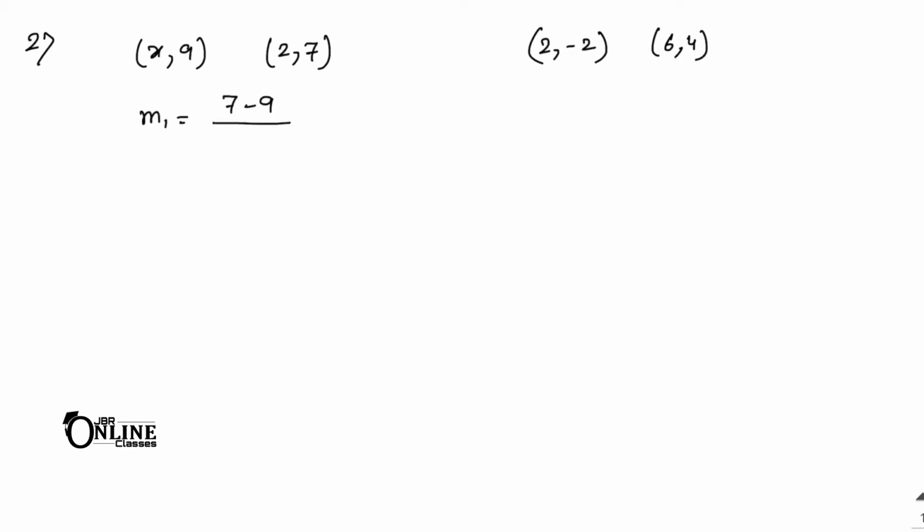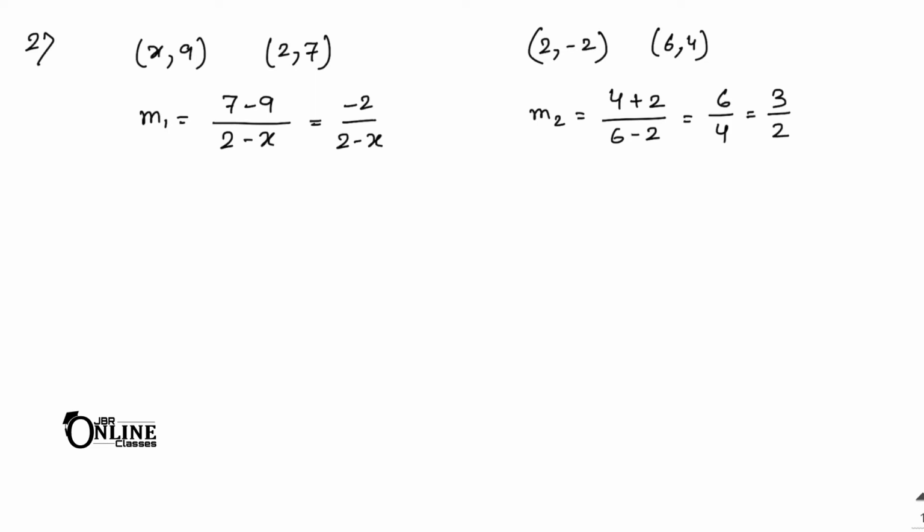Now next, number 2. Find the value of x so that the line through (x, 9), the first point, and (2, 7) is parallel to the line through (2, -2) and (6, 4). So M1 equals (7 minus 9) by (2 minus x), that is -2 by (2 minus x). M2 equals (4 plus 2) by (6 minus 2). So it's 6 by 4, that means 3 by 2.